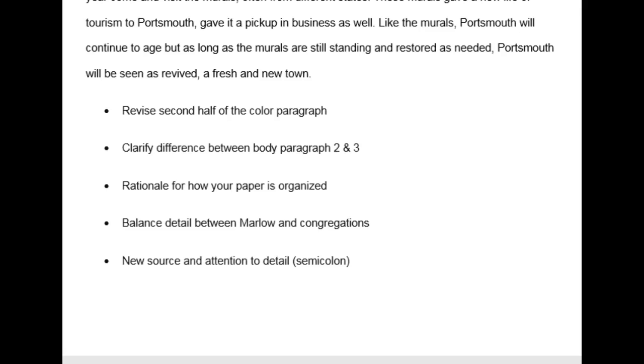Balance detail between Marlow and the congregations. There's some paragraphs where you have a lot of detail about Marlow and not much detail about the congregation mural, and in another paragraph that's flipped, you have more about the congregation and less about Marlow. There's also attention to detail. There's not a semicolon in the paper, and I think there was a requirement that you include one or two. I think you'll need to use a source that will actually help you with this paper. And there's just some tiny spelling issues, which is fine for a draft, but just so you know, for the revision, that should get cleaned up.